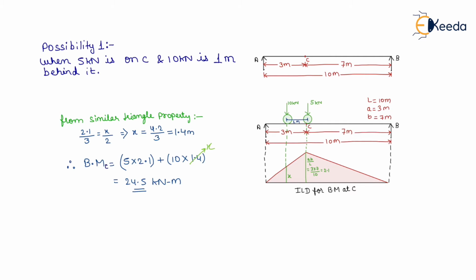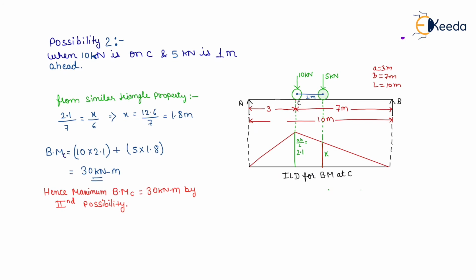Now the second possibility is when 10 kN is on C and 5 kN is 1 meter ahead. It means that in this case we put the 10 kN load above the 2.1 ordinate. So from similar triangle we can determine the value of x. It will be equal to 2.1 divided by 7 equals x divided by 6. We will get the value of x as 1.8 meter.